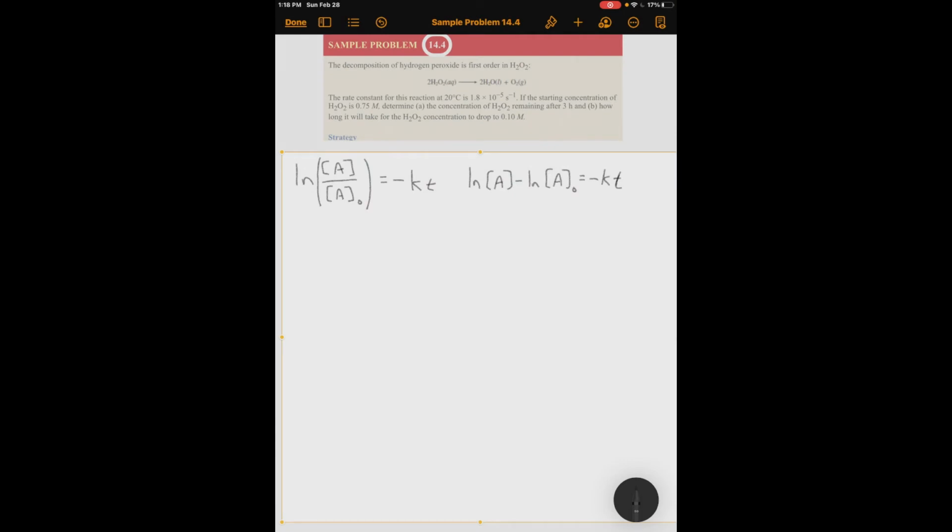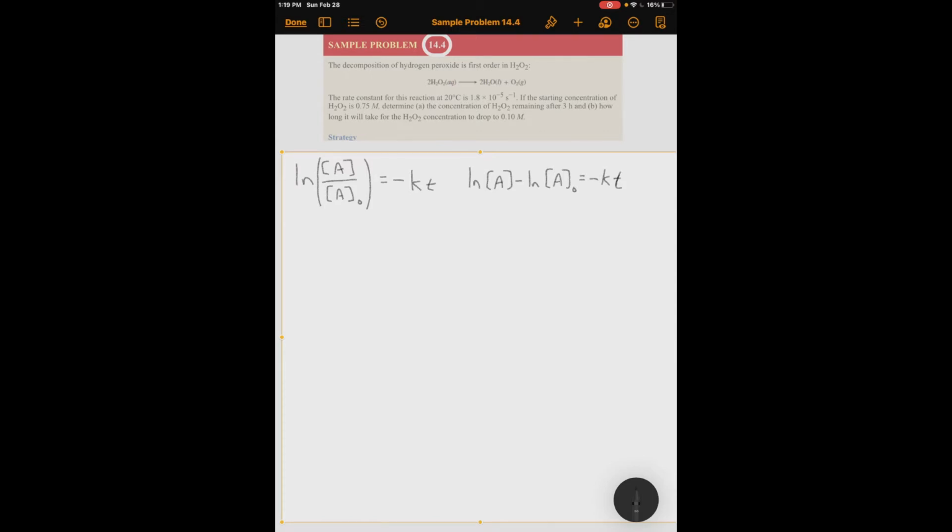Okay, this is sample problem 14.4. The decomposition of hydrogen peroxide is first order in H2O2. The balanced equation is 2H2O2 aqueous is converted into 2H2O liquid plus O2 gas. The rate constant for this reaction at 20 degrees Celsius is 1.8 times 10 to the minus 5 reciprocal seconds.